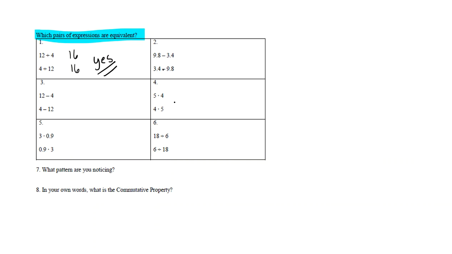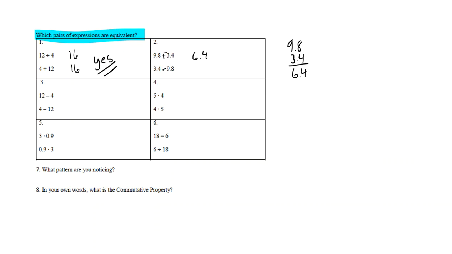Let's look at number 2. We have 9.8 subtract 3.4, and if we go ahead and change this subtraction to addition by doing keep, change, change, we have a positive 9.8 and a negative 3.4. So when we combine those, we're going to have a positive answer. We would have to subtract these to find out what our answer is, and it would be 6.4. Okay, let's look at the next one.